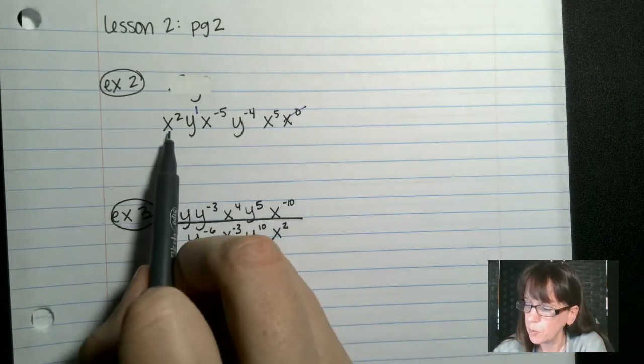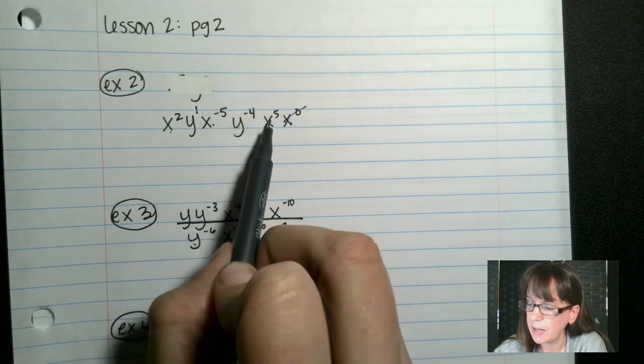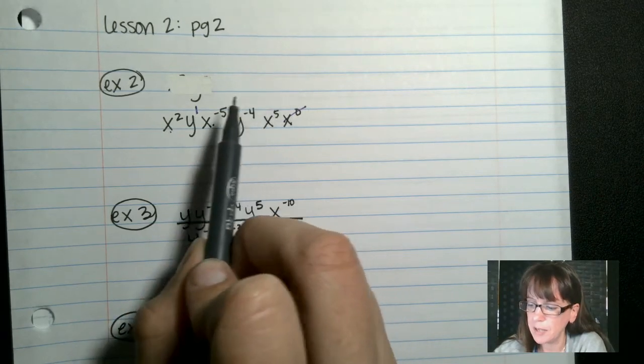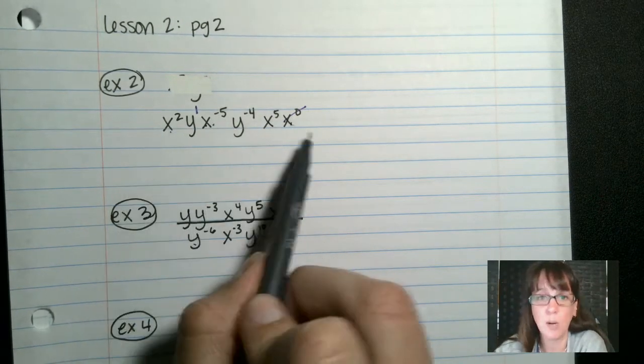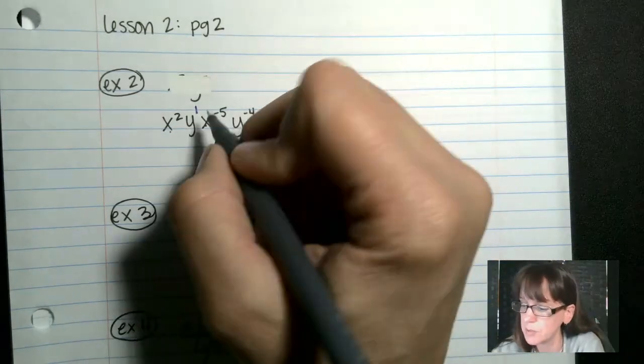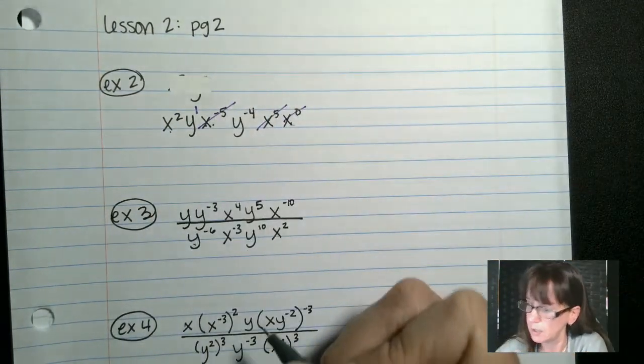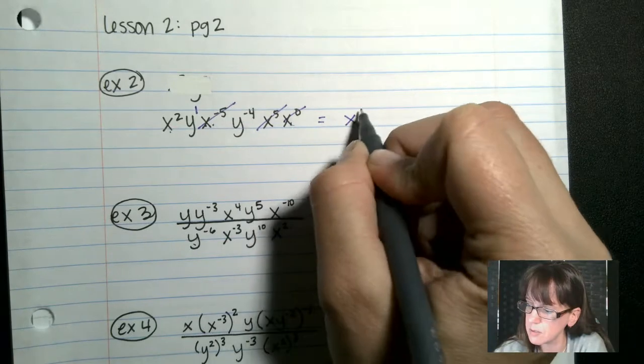So what do we have here? We have x^2, x^-5, x^5. Well, x^5, x^-5, remember when it looks like this, we're adding the exponents, right? So positive 5, negative 5, those cancel out. Bam, bam. All right, cool. So we are left with x squared.